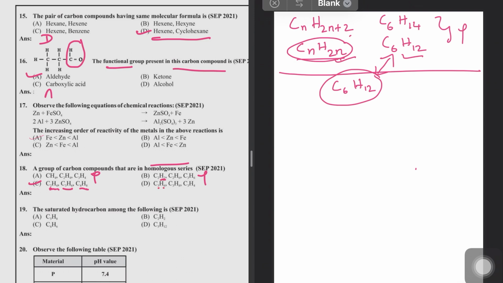Here it's satisfying CnH2n, 3 and 6 is there. But here 3 and 8, it will be satisfying CnH2n plus 2, that is 3 2s are 6 plus 2, which is not possible. Hence the correct answer is option C for 18th question.